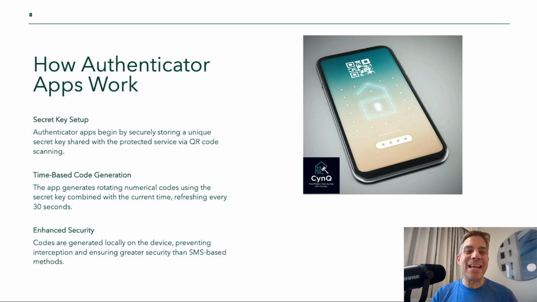So how do Authenticator apps actually work? Well, there's a secret key setup. So the Authenticator apps begin by securely storing a unique secret key shared with the protected service via QR code scanning. The app generates rotating numerical codes using the secret key combined with the current time, refreshing every 30 seconds. And codes are generated locally on the device, preventing interception and ensuring greater security than SMS-based methods.